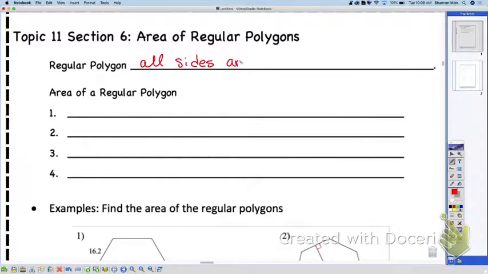How about we do this? All sides are congruent. I say all sides are equal. Okay, we'll use our geometry word. All sides are congruent, but that means they're equal, correct? I put that on. So how we're going to do this, to find the area of a regular polygon, first you're going to count the number of sides.